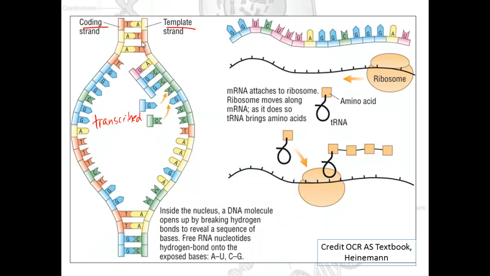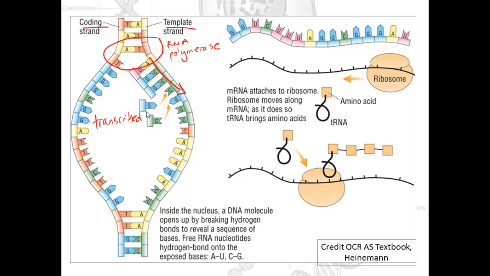What will happen in transcription is you have an enzyme here which is called RNA polymerase. Strictly speaking, it's called DNA-dependent RNA polymerase. It reads DNA and makes RNA. And RNA polymerase will be traveling along this strand here, traveling on the template strand.